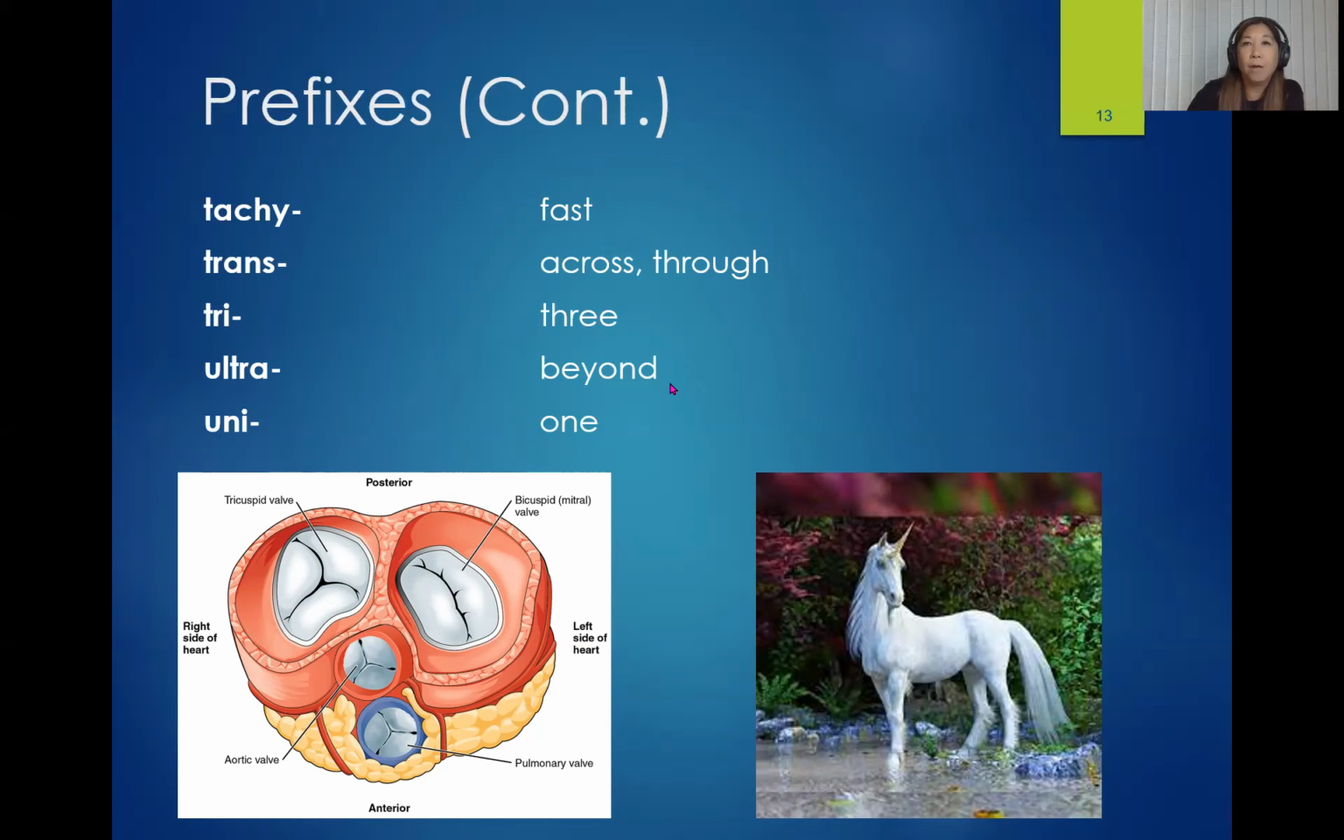Ultra means beyond. So a common word is ultrasonic, right? So ultra means beyond, sonic means sound. So ultrasound is when we obtain images by the use of sound waves beyond the audible range. Uni means one. So if a lesion is unilateral, then it only affects one side. Right? If it's on both sides, then it's bilateral. Another term would be unicorn, right? Has one horn.